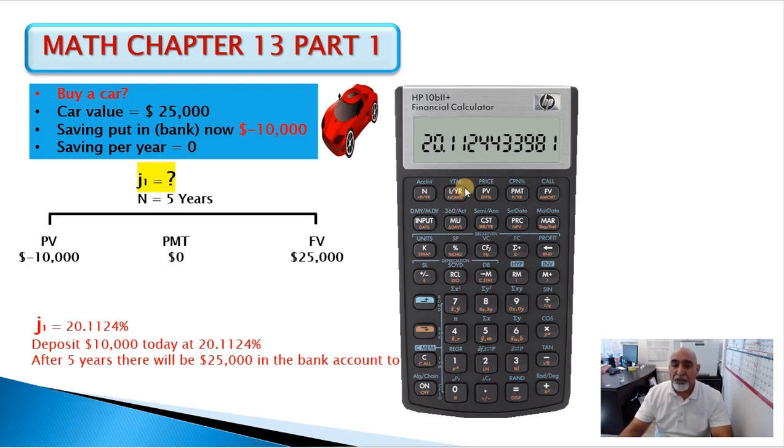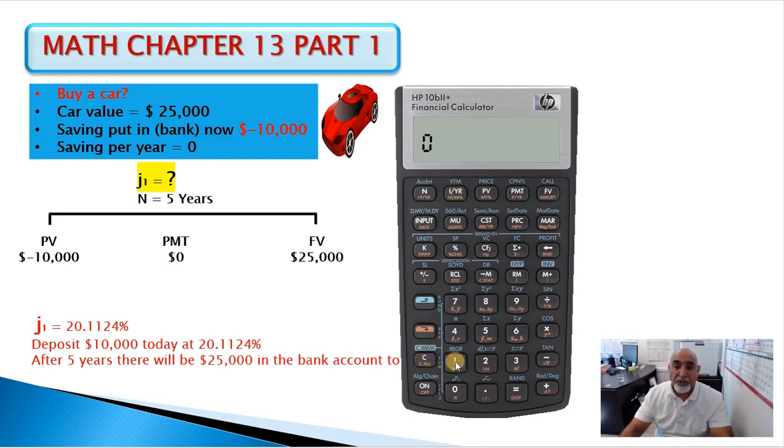Okay, you notice I didn't press second nom. If we press second nom, for some reason this calculator doesn't work. When we're looking for the interest rate, at the end we just press the white button I per year. Okay, let me show you what I meant.